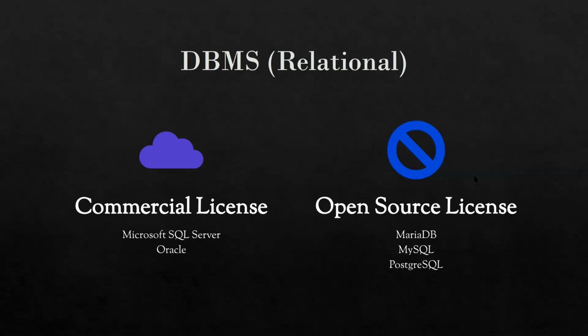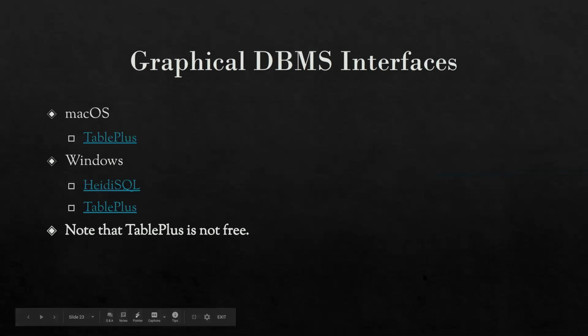And so for DBMSs on the relational side, we have different types of licensing models. We can have a commercial license where in order to even use the product, you have to pay for a commercial license. On that axis, Microsoft SQL Server and Oracle are the big players. Then we have open source licenses. What this means is for certain purposes, you can use the database for free, but if you want support, you're going to pay for it. There are several options there: MariaDB, MySQL, PostgreSQL are some examples.